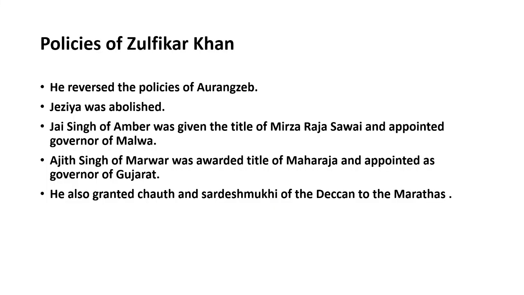The ruler of Amber, Jai Singh, was given the title of Mirza Raja Sawai, and he was also given the governorship of one of the prominent provinces, Malwa. Another Rajput ruler, Ajit Singh of Marwar, was awarded the title of Maharaja by Zulfikar Khan. Ajit Singh was appointed as the governor of one of the most important provinces, Gujarat.